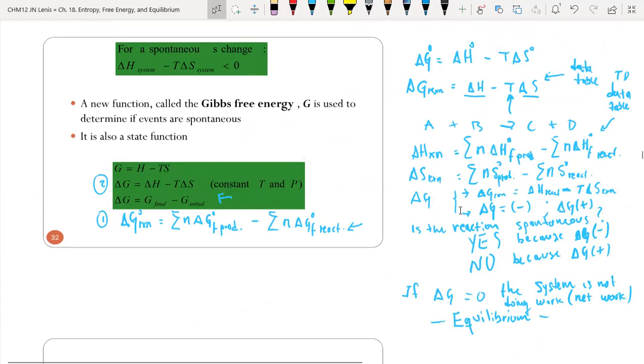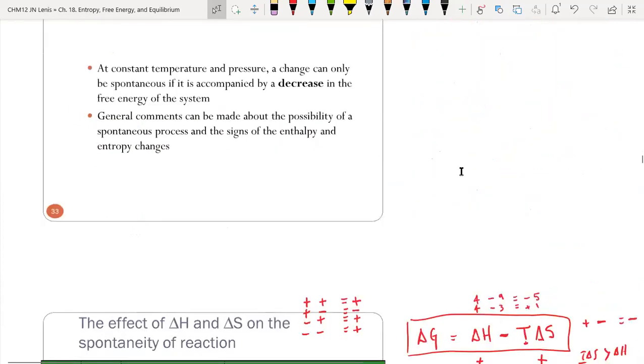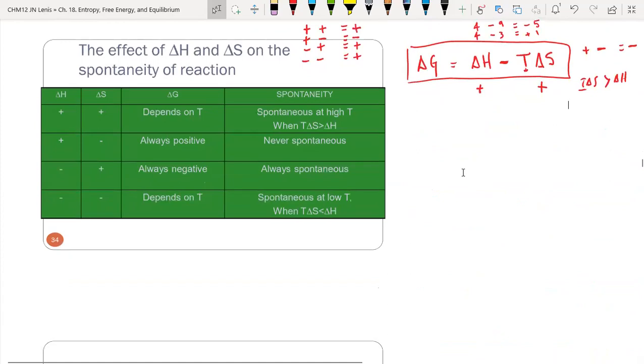But even before you get this, if you know these two, delta H and delta S, and know the temperature, you can make the prediction without doing the calculation. And this is how you do it.